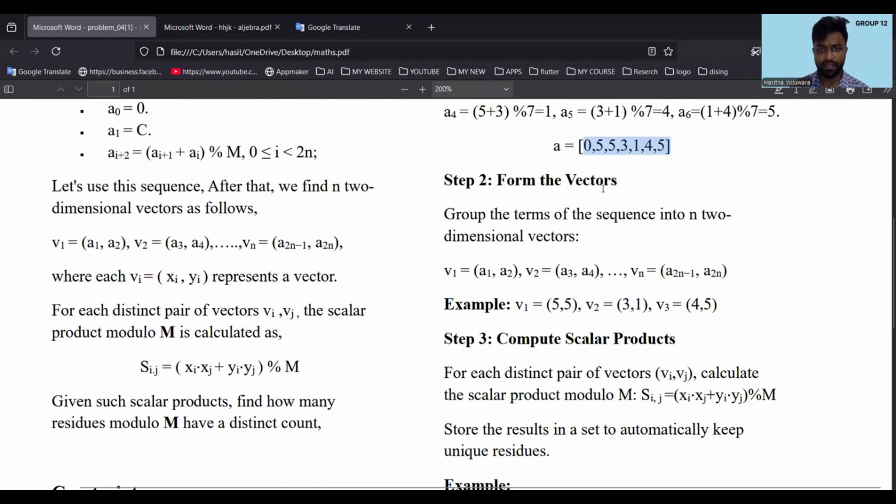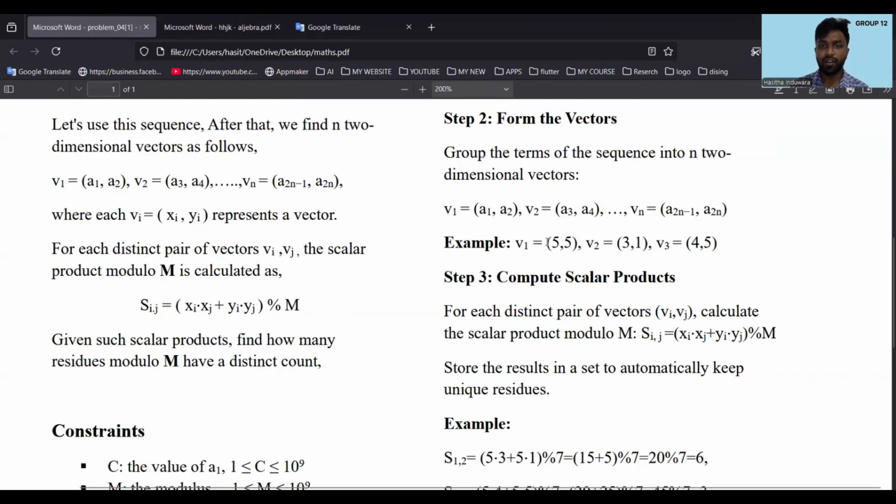Step 2, form the vectors. Next we split the list into groups of 2. These are called vectors. For example, the first pair is 5, 5. The second pair is 3, 1. The third pair is 4, 5. Step 3, multiply the pairs. Now we multiply the pairs together. This is called the scalar product.